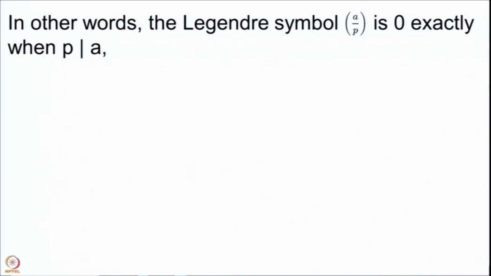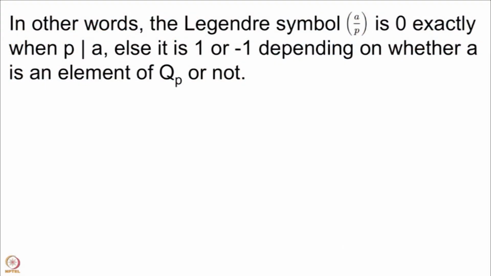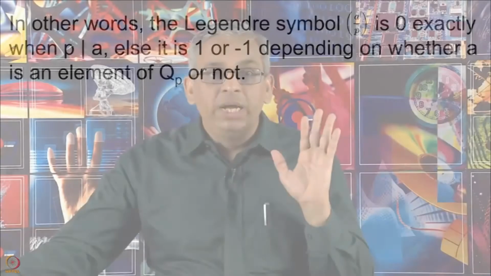So, in other words, this symbol (A/P), this is our definition of the Legendre symbol, we will call it A by P. This is the symbol we are looking at. So, this is 0 exactly when P divides A, just as the last slide also told us, else it is 1 or -1 depending on whether A is an element of Q_P or not. Whenever A is a square modulo P, the Legendre symbol is 1. Whenever A is not a square modulo P, the Legendre symbol is -1.